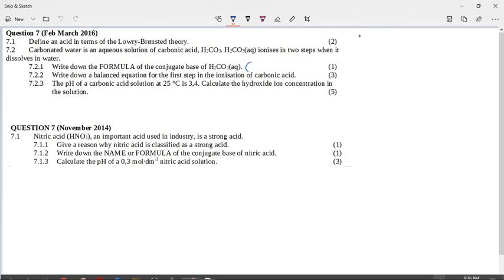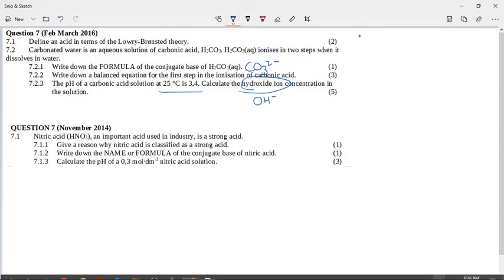Well, this is a 2-step ionization, but the final product, when it's lost most of its protons, will be the carbonate ion CO3 2-. Now, I'm not going to write the balanced equation for the first step because I don't have space, and we're mostly interested in this. It says to you, the pH of a carbonic acid solution at 25 degrees is 3,4. Calculate the hydroxide ion concentration. So it wants you the OH-. It does not want the hydronium, it wants the hydroxide ion concentration.